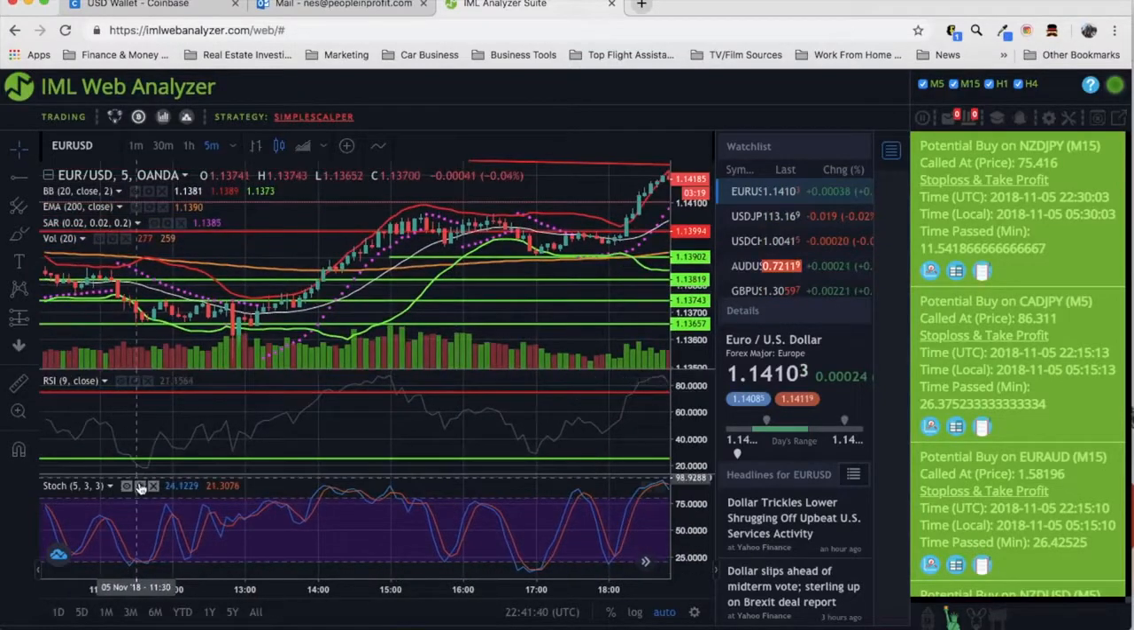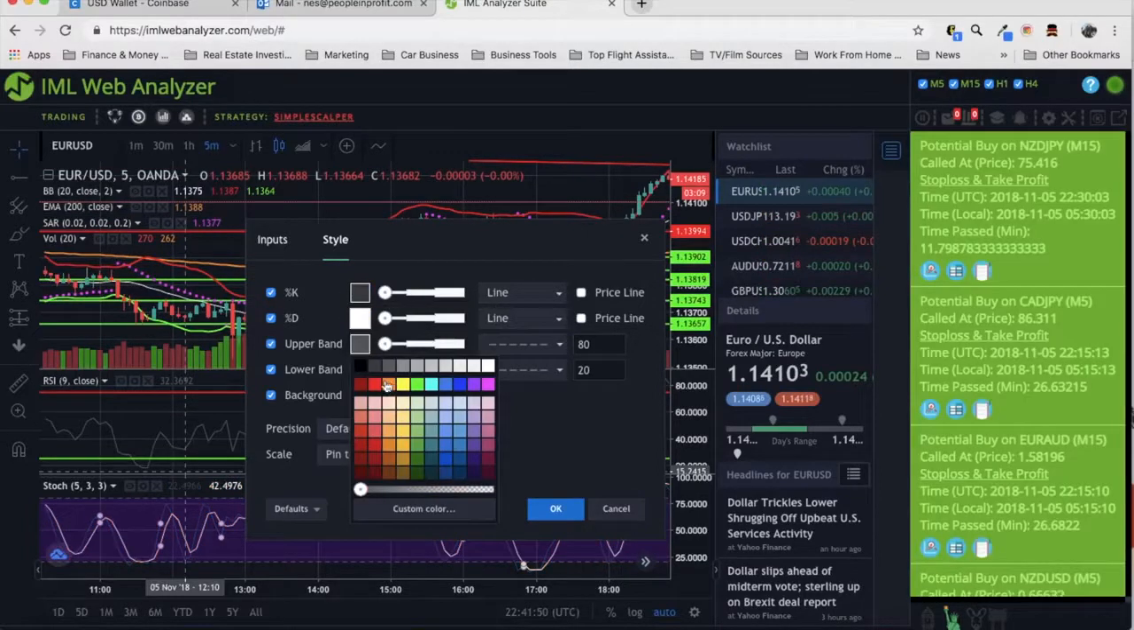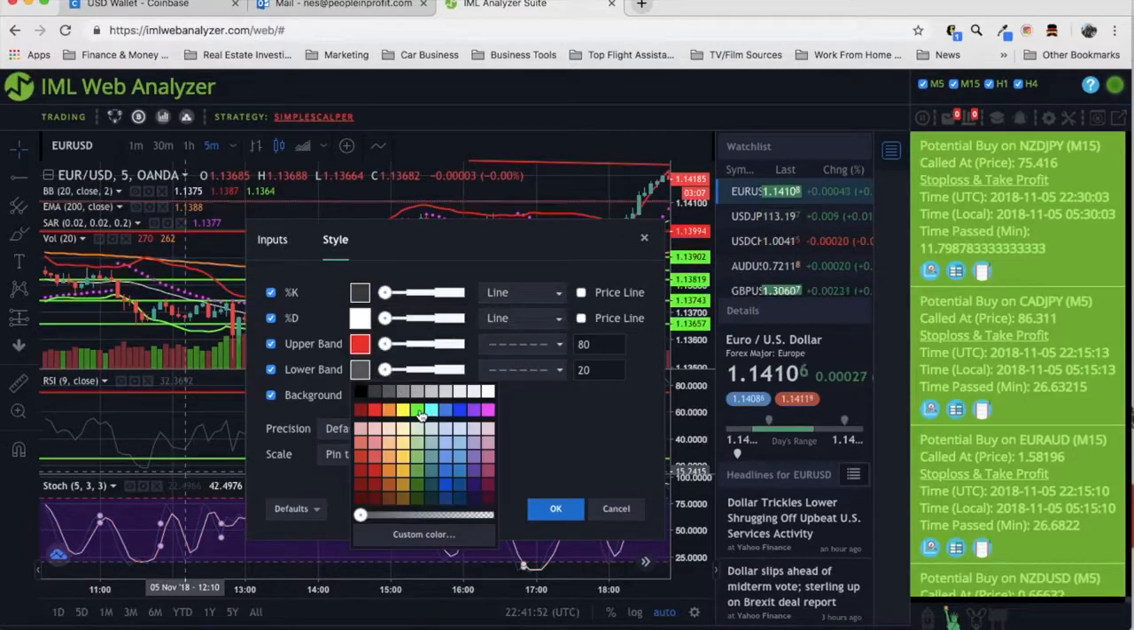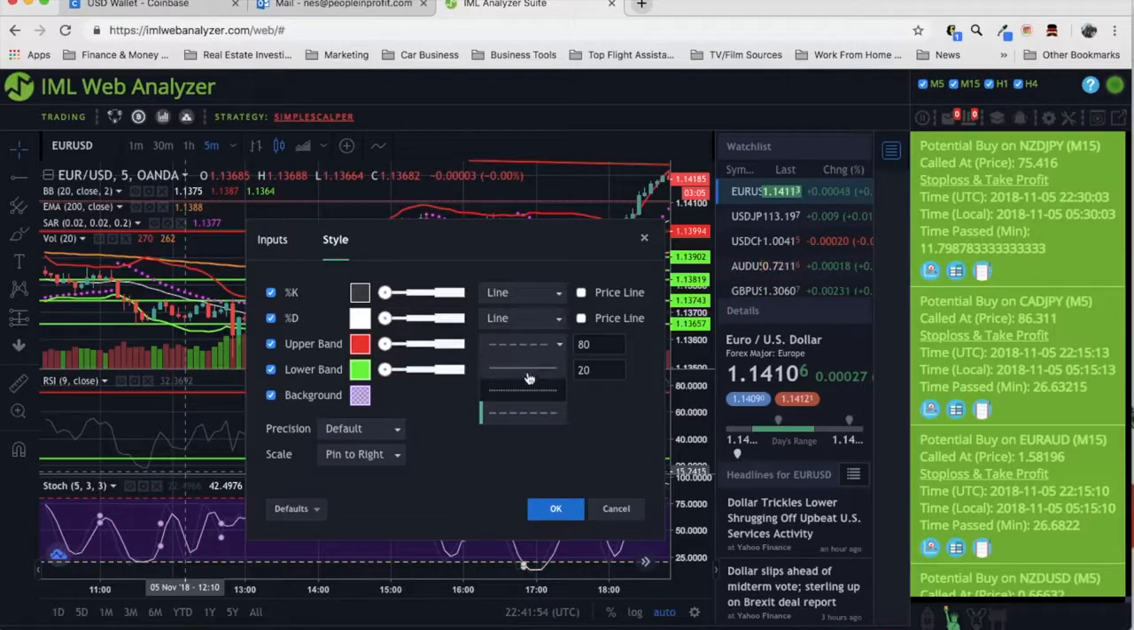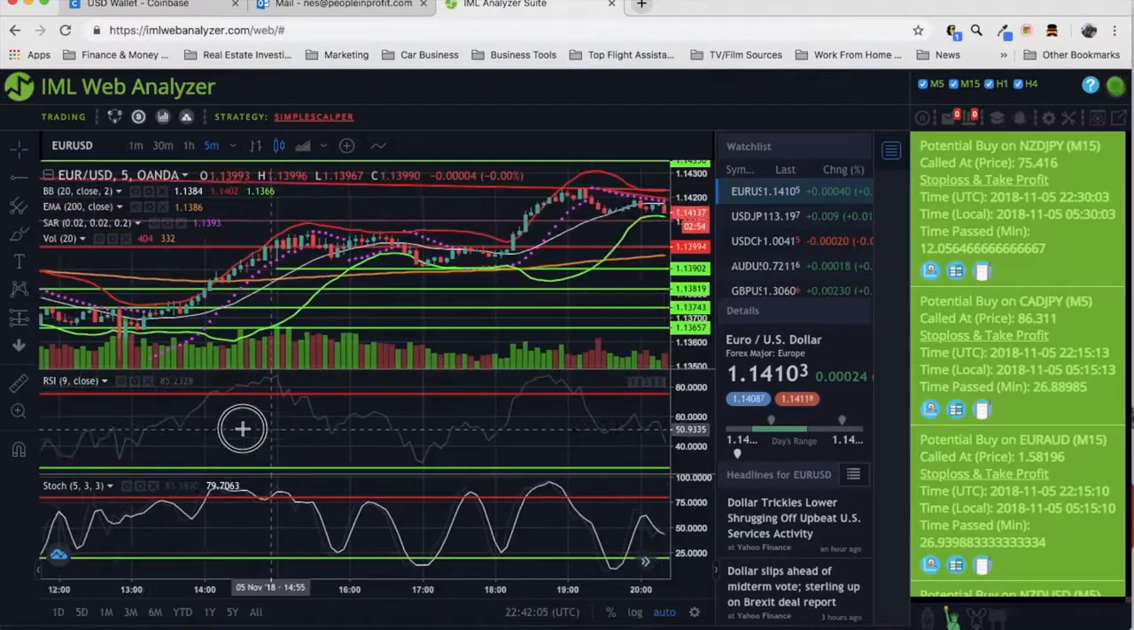We're going to do the same with the stochastic here. Switch over the colors a little bit. Upper band is going to be red. Lower band is going to be green. Okay, and make this solid lines. Make this a little thicker. Okay, I'm going to eliminate the background. Okay, and there we have it.